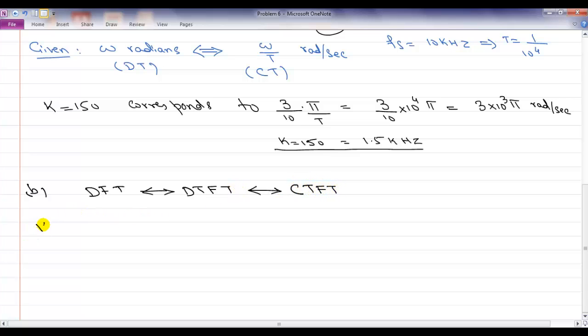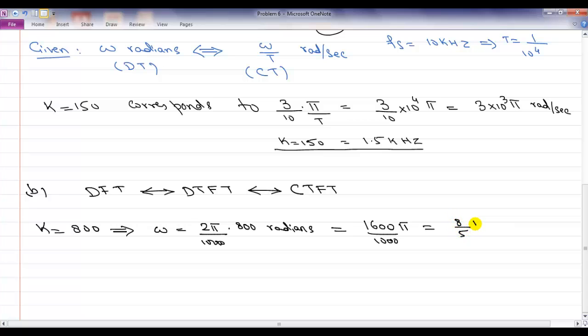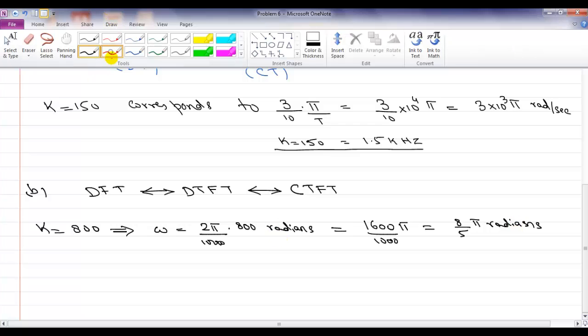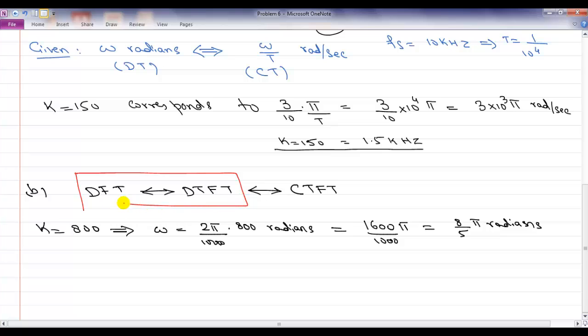Okay. So k equal to 800, this means we are dealing with little omega equal to 2π by 1000 times 800 radians. That is equal to 1600 by 1000 π radians, or 16 by 10, or 8 by 5 π radians. Okay. So this is correct. There is no issue there. We have solved this part.